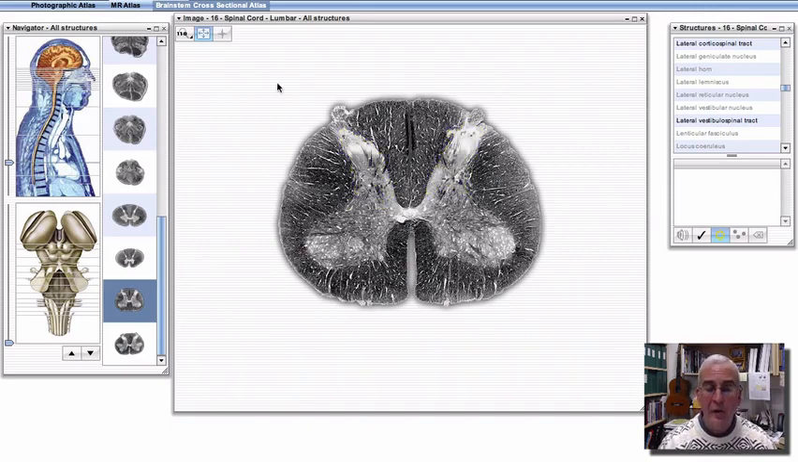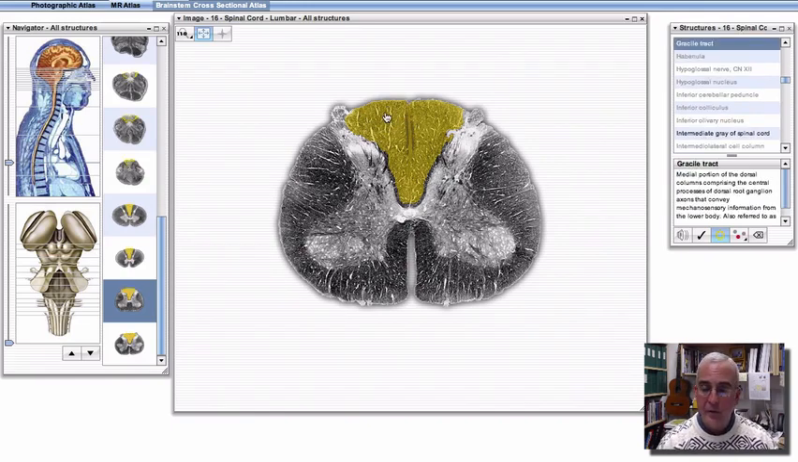And then in the dorsal column, I would just highlight for you the fact that we don't have a subdivision that we saw in the cervical and even the upper thoracic cords in the dorsal column, but just a single dorsal column system, which is called the gracile tract.